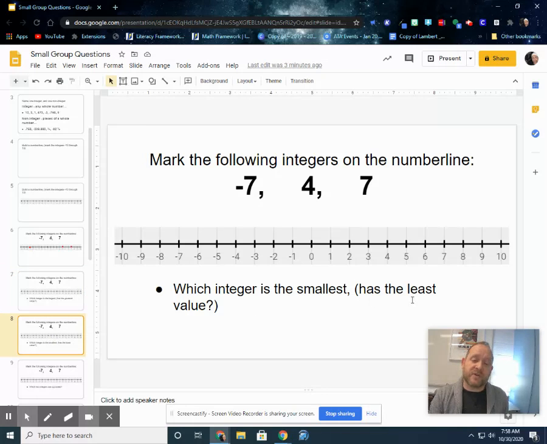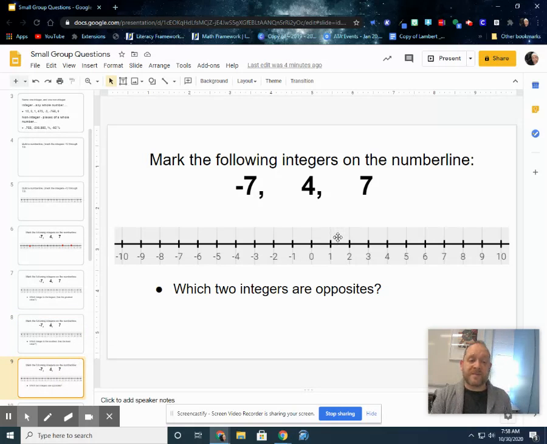Which integer is the smallest or has the least value? Well, again, 7 was over here, and 4 was to the left, which is smaller than 7. But check out negative 7. Negative 7 is way over here, almost off of our number line to the left. That is going to be our smallest integer. Even though 7 is larger than 4 when we think of the positive numbers, negative 7 would be considered a smaller or lesser integer because it is a deficit. It's less than 0. It is the furthest to the left, so it will be our smallest integer.